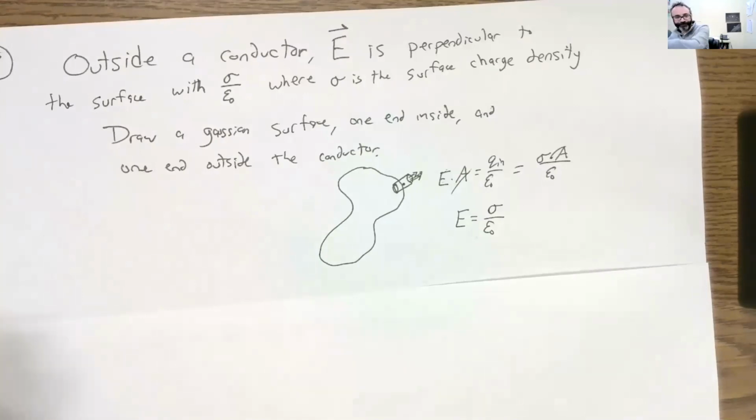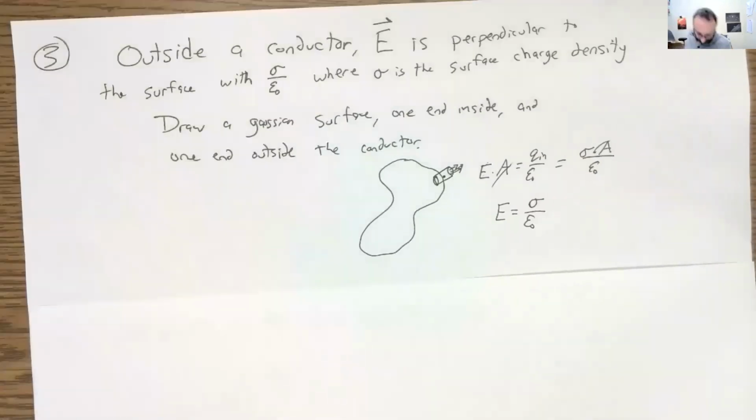Mr. Marcus, would the charge density in a conductor on the surface be the same throughout the whole thing? That's a good question. We don't know that for sure yet. And the answer is no. It's not going to be the same.